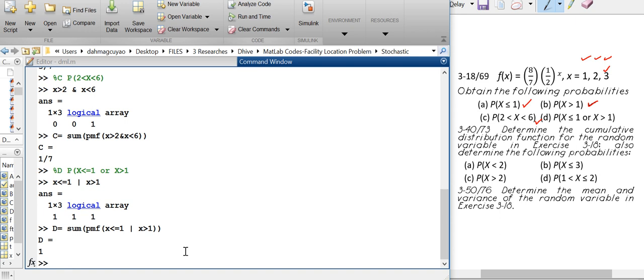Now determine the cumulative distribution function. So let's have f. It is a table that contains the total probabilities, or the cumulative probabilities. So f of 1, we start with 0.